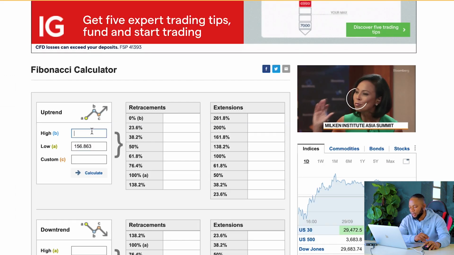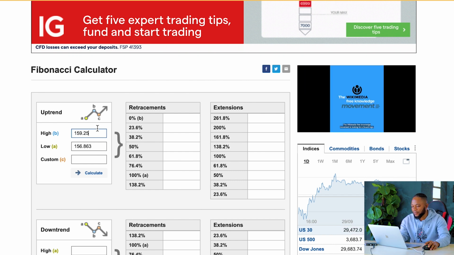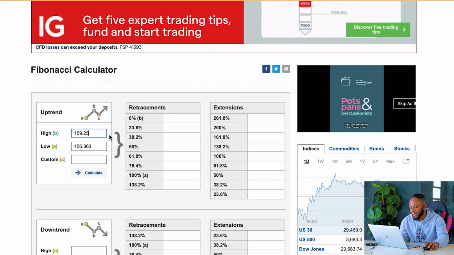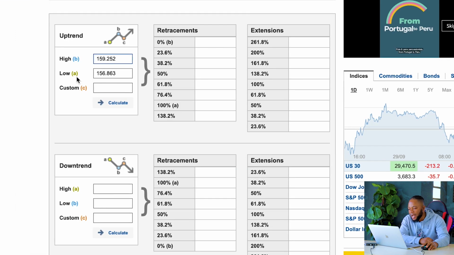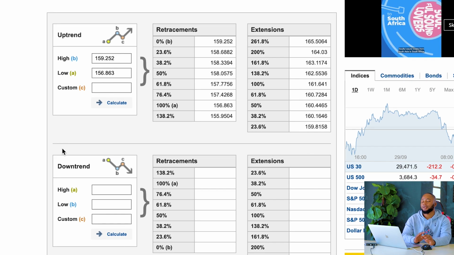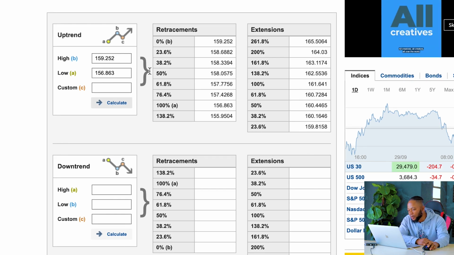You come here, 159.252. Good. So we already have our most recent swing low and our most recent swing high. So let's calculate all the levels. You just click on calculate and all the levels are already there.